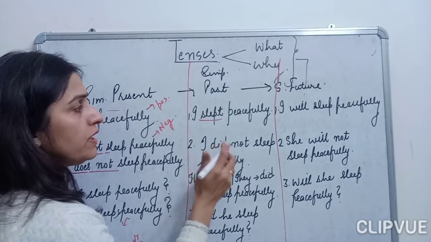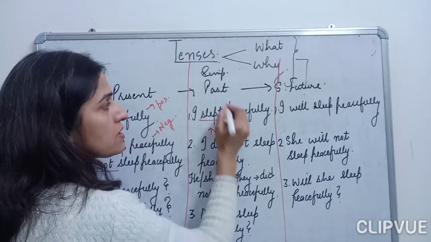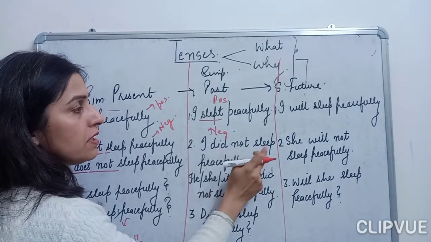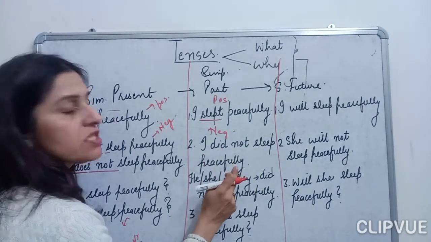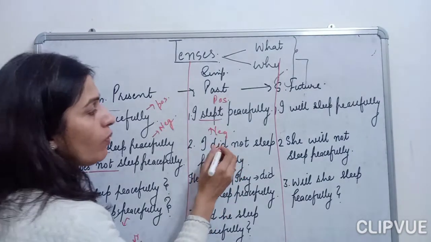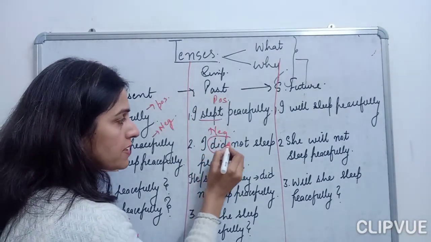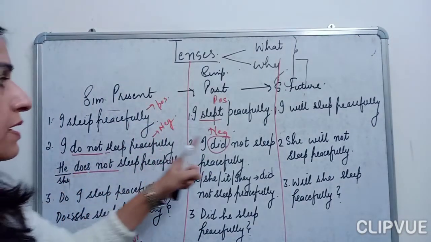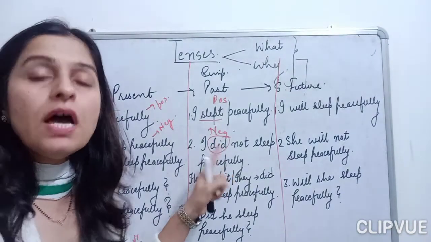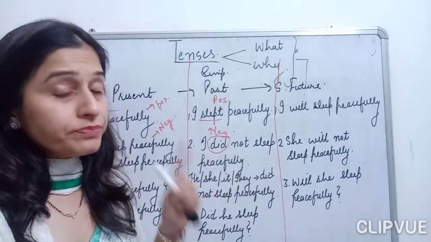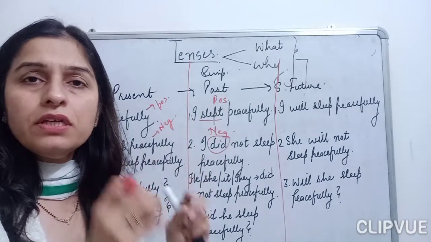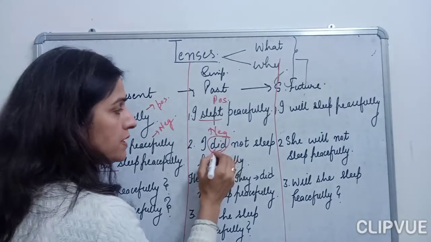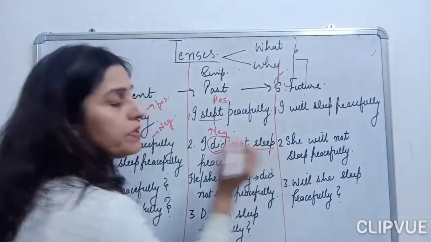Now let's move on to the negative sentence, children. Here this is a positive sentence. Let's move on to the negative. I did not sleep peacefully. Okay, here what I have used for the past tense, children? Did. In present I use do and does. In past I will use did with all the subjects like I, we, you, they, he, she, it. Okay, I will use did with them. Okay, did not sleep peacefully.